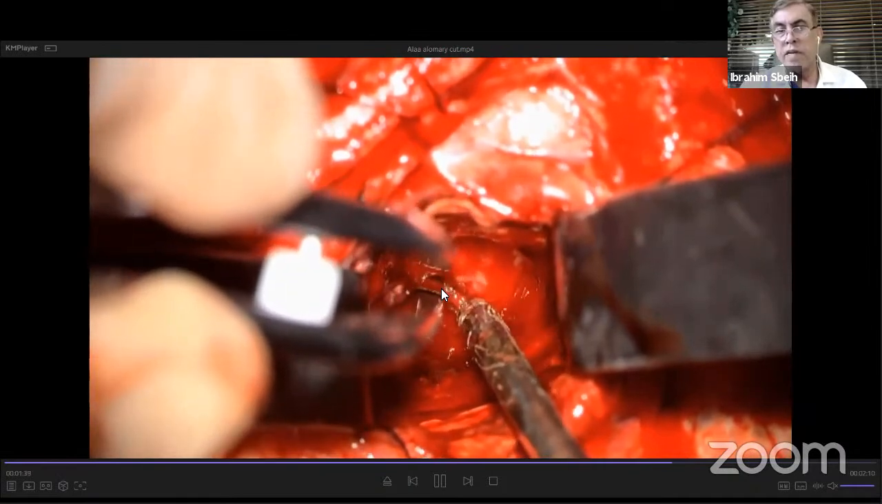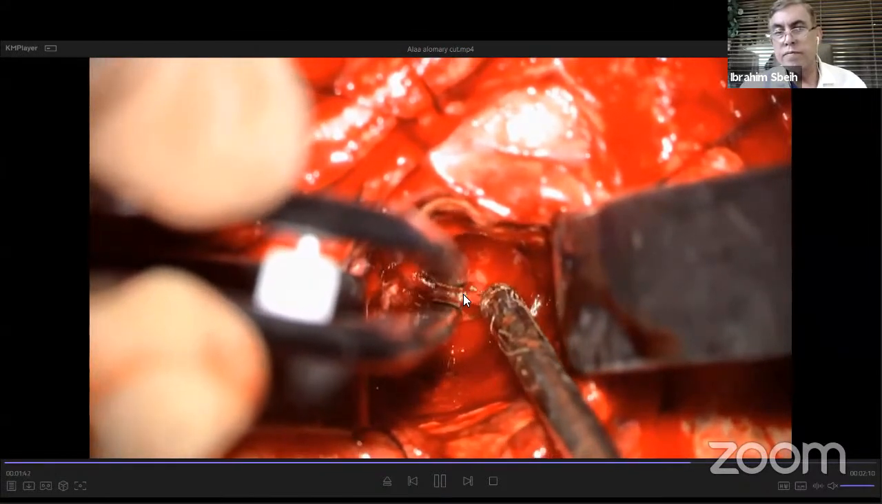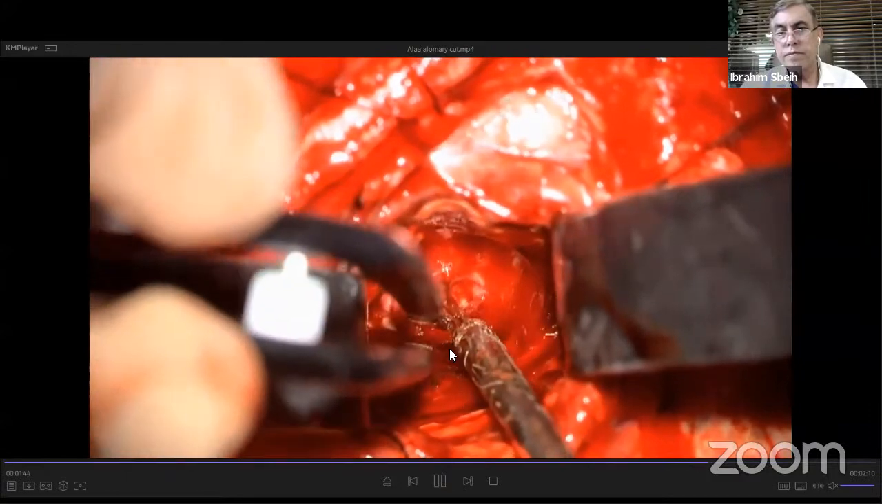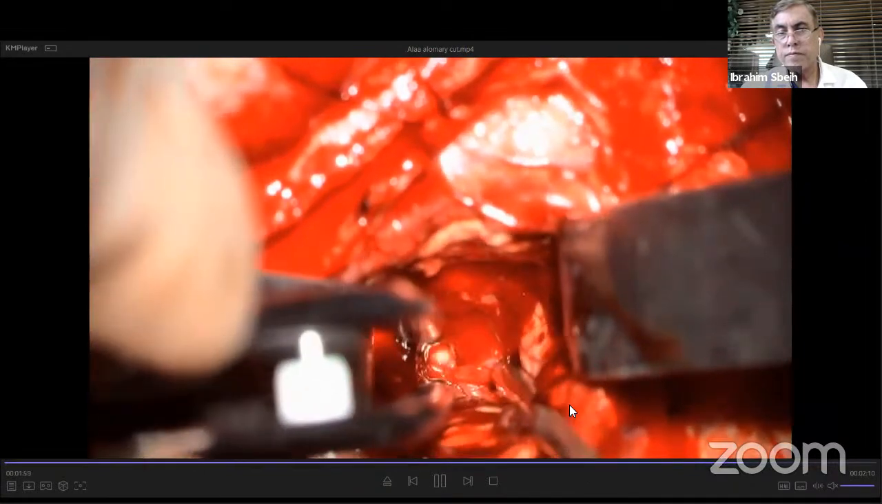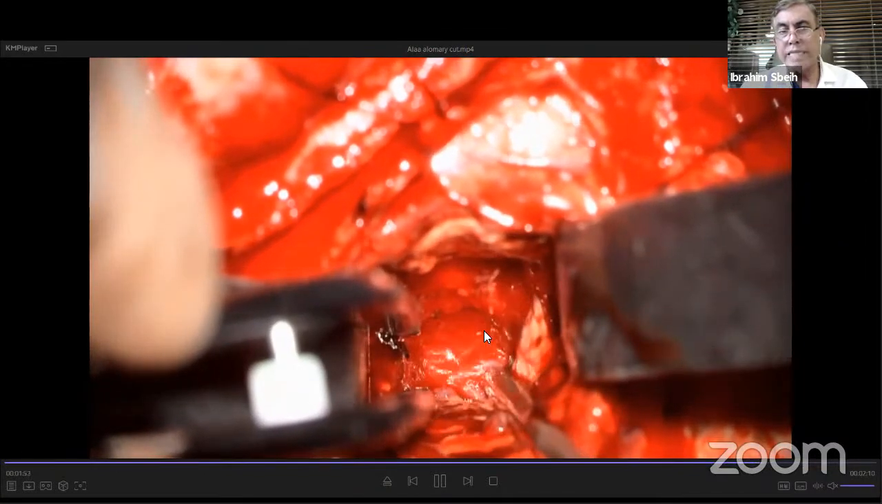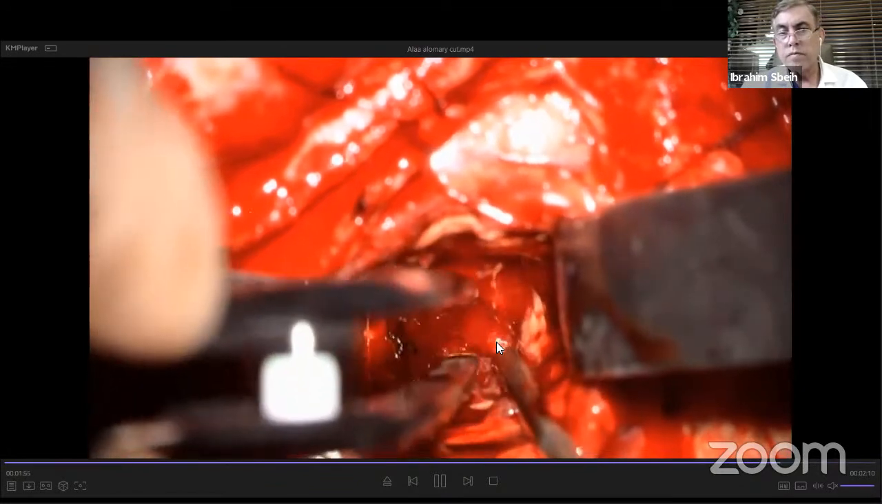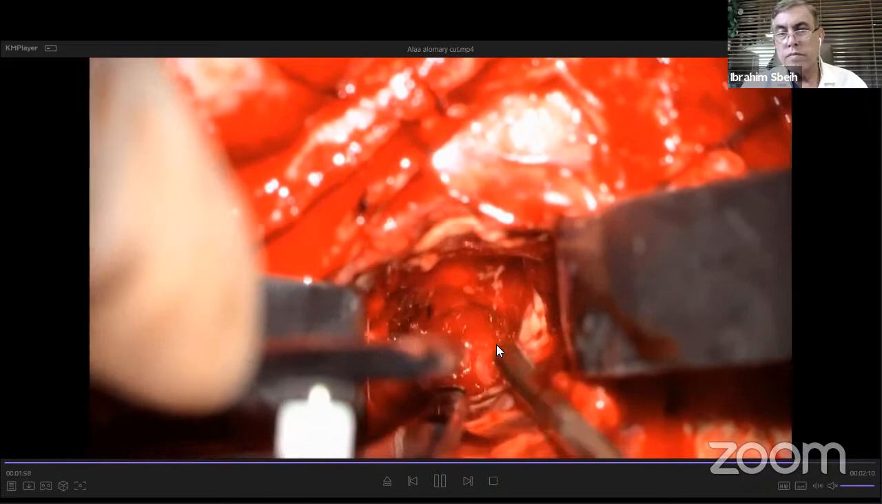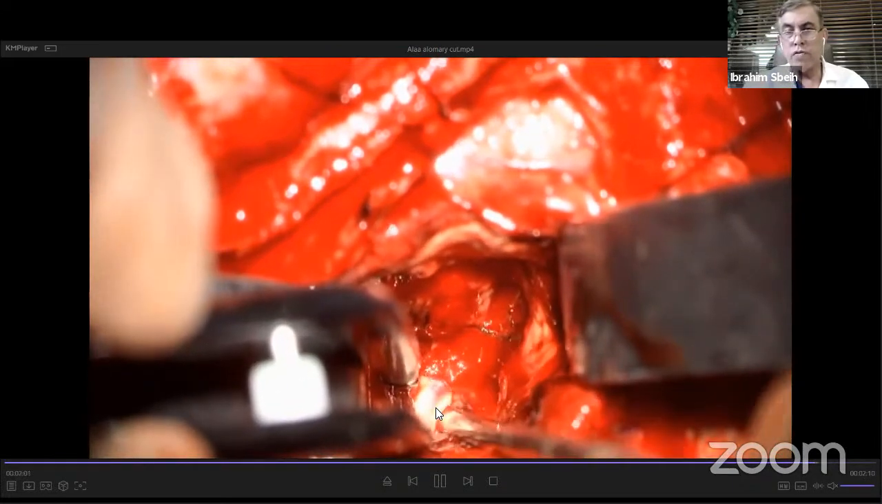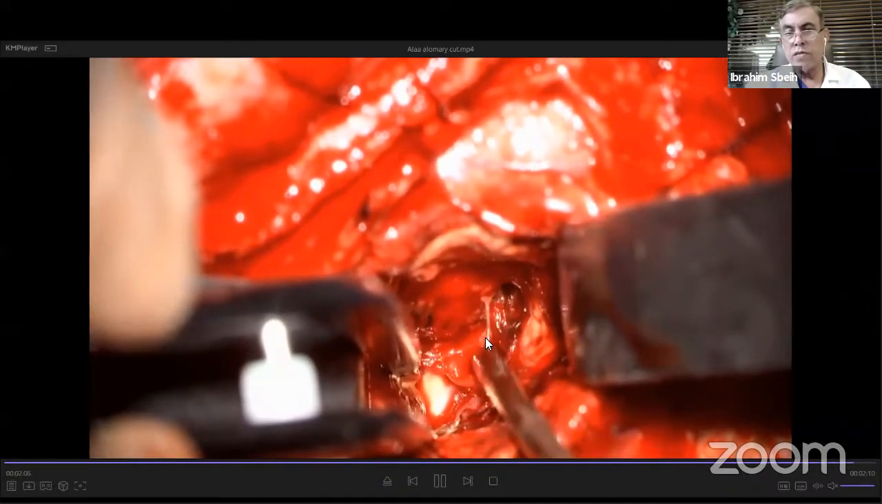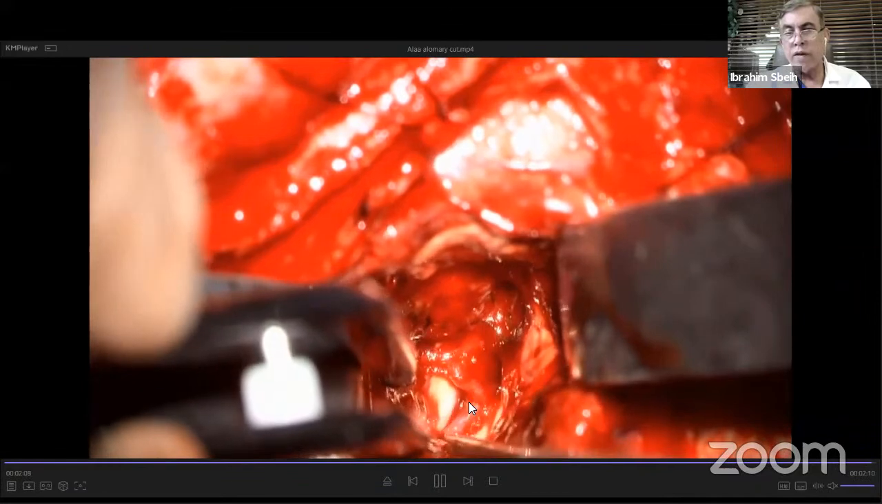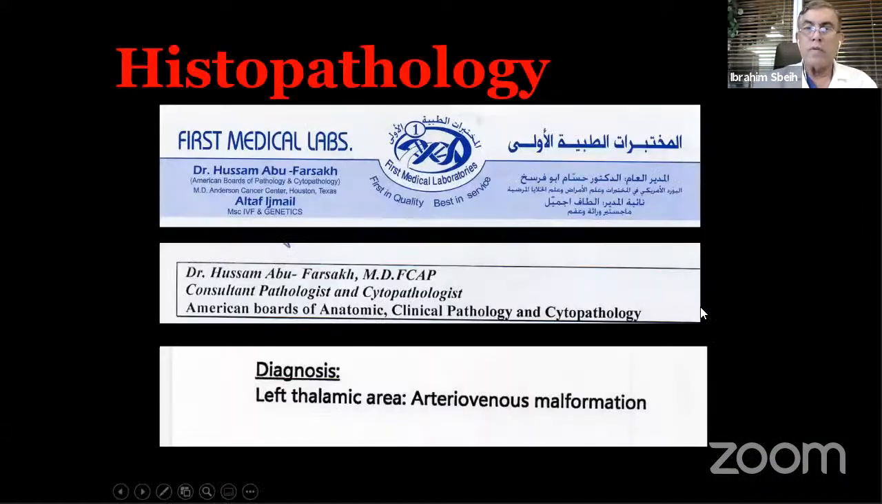Again, look at these blood vessels. They are abnormal blood vessels, dilated. We are here getting into the anterior horn of the lateral ventricle, and these vessels are tortuous, going into the anterior horn of the lateral ventricle. This is not a normal kind of vascularity. And what's the histology?